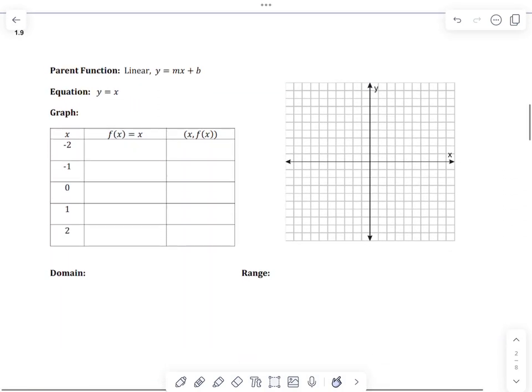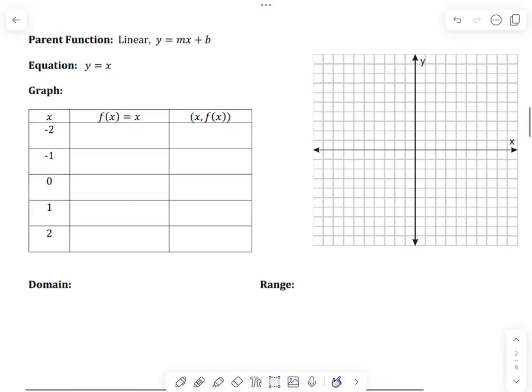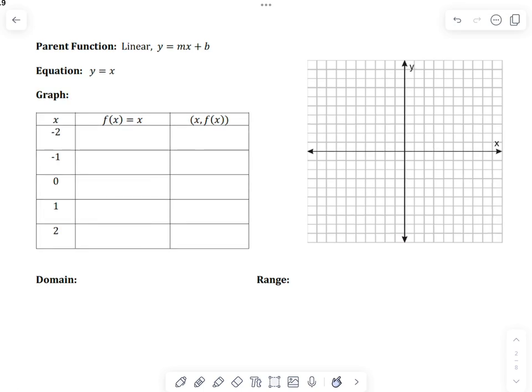So our first basic parent is the linear function. It's y equals mx plus b, so the slope of a line. So we have the identity, y equals x. We're just going to be evaluating the function like we've done already this year. So you substitute right in here the x. The input is -2, so the output will be -2. As an ordered pair, that's (-2, -2).